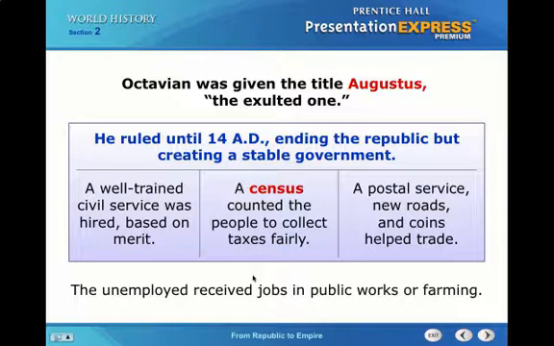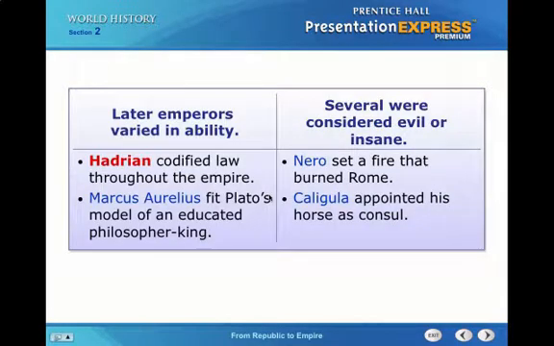And one of the things that's going to come out of Augustus's government is he creates such a well-functioning government that it continues to run long after he's gone and no matter who's in charge. So later emperors varied in ability. You've got the five good emperors. Hadrian is one of those. Marcus Aurelius is one of those. And then you have several who are just off the charts.